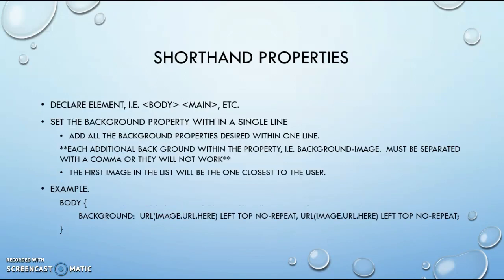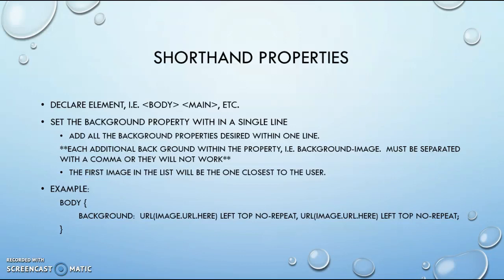So that is the individual specification of the property. Then we have the shorthand specification of the property, and like I said earlier, this is what most developers are choosing to use because it's just a lot more slick. So you declare your element as normal, you set the background property in a single line instead of multiple lines, and then you add all the background properties desired within one line, again separating each with a comma, and then closing it with your closing semicolon, of course. And again, the first image or first background in that list is going to be the one closest to the user.